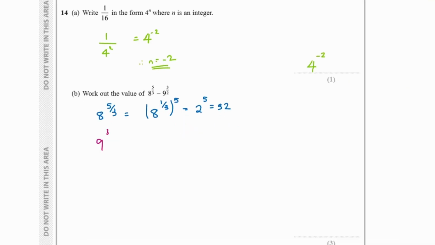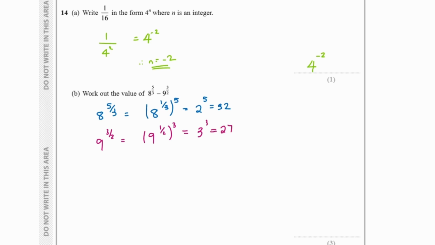To work out 9 to the power 3 over 2, we are first going to put 9 to the power half and put the 3 outside the bracket. 9 to the power half simply means square root of 9, which is equal to 3, and we've still got the power 3 as well. So 3 cubed is equal to 27.